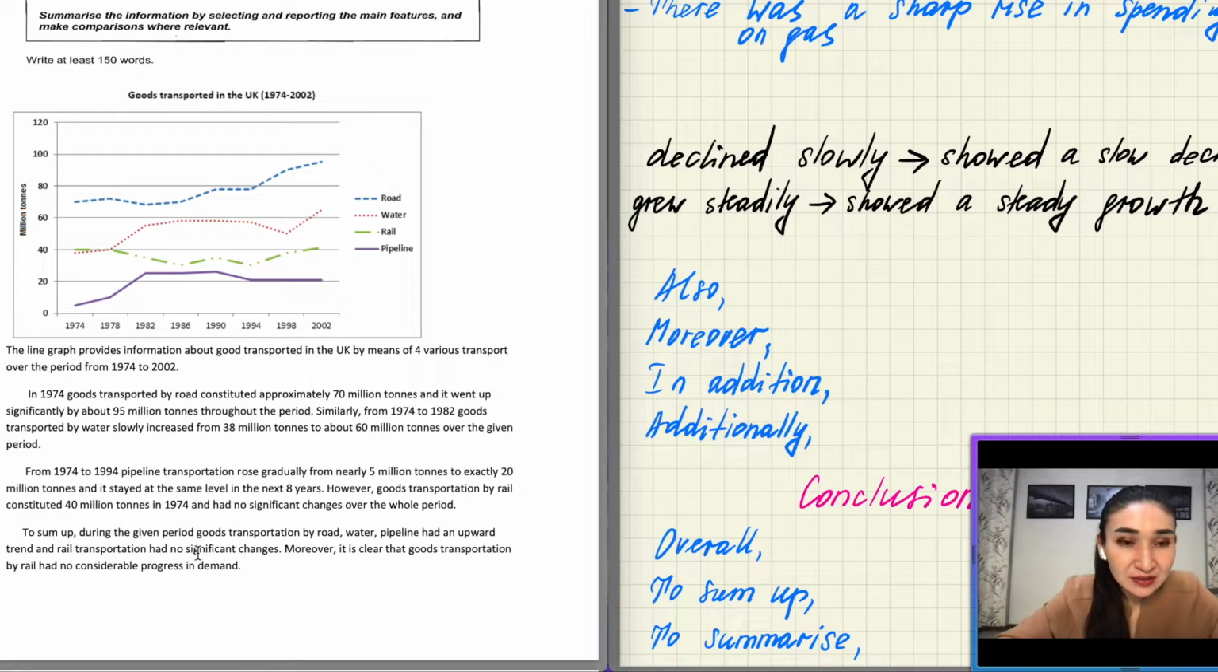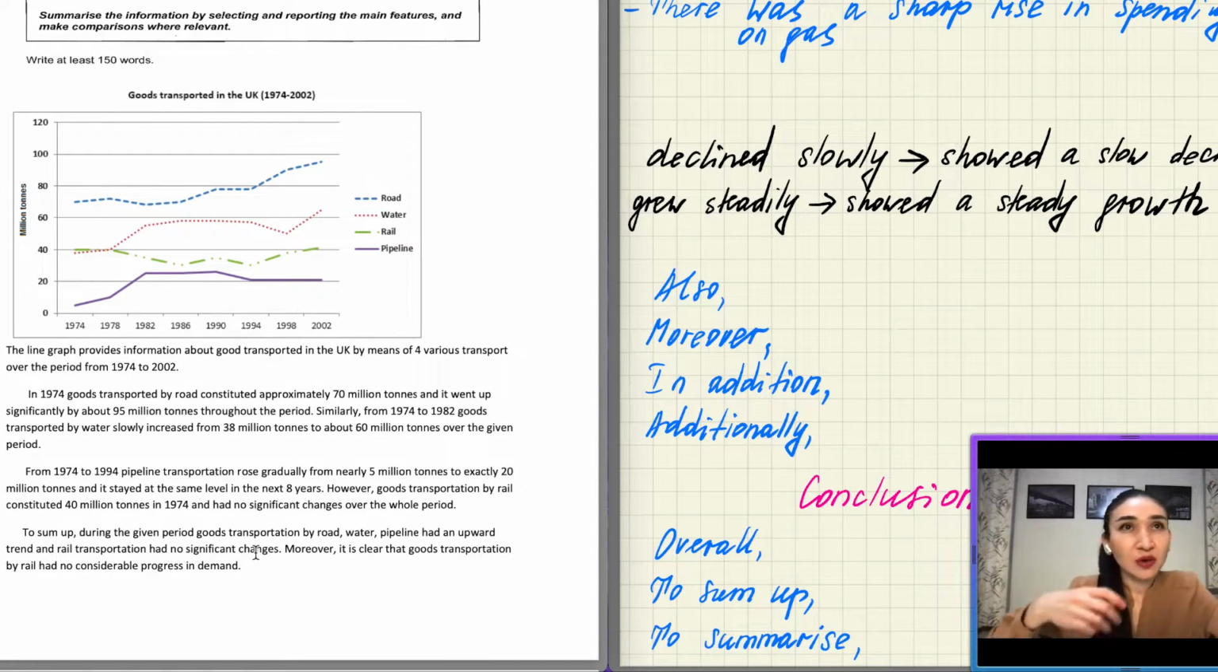To sum up, during the given period, goods transported by road, water, and pipeline had an upward trend, and rail transportation had no significant changes. Moreover, it is clear that goods transportation by rail had no considerable progress in demand. So we're just saying about the trend. I highly recommend that when using a line graph, you write about trends at the end.